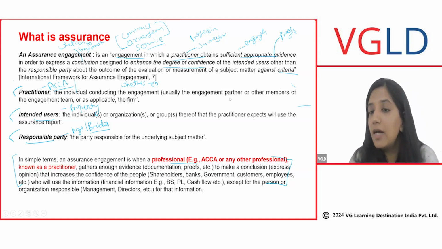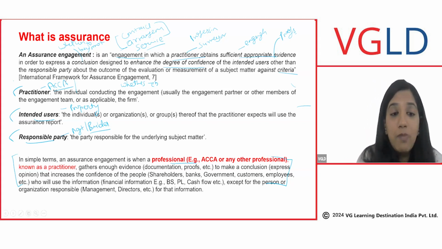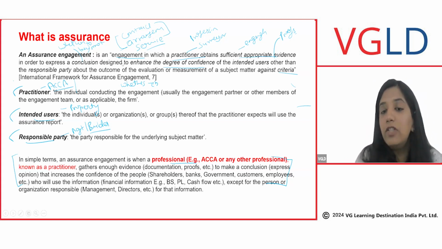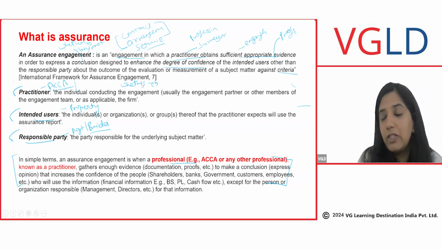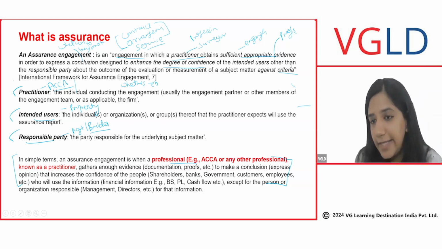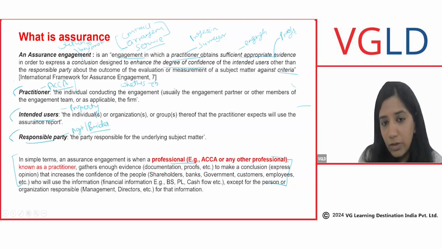Then, of intended users, I have already defined who intended users are: your shareholders, management, banks, etc. Users other than the responsible party about the outcome. Now, who is the responsible party here? Your auditee, who's getting the audit done. About the outcome of the evaluation and measurement of a subject matter against criteria. Now, criteria: the International Framework of Assurance Engagement 7 defines the criteria. So once we get to this International Framework 7, we'll define the criteria also in depth.